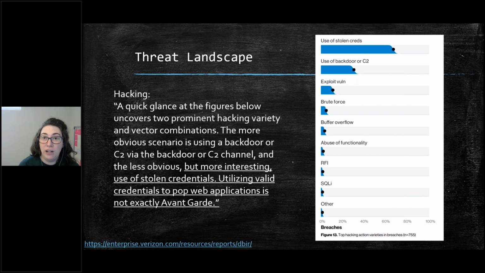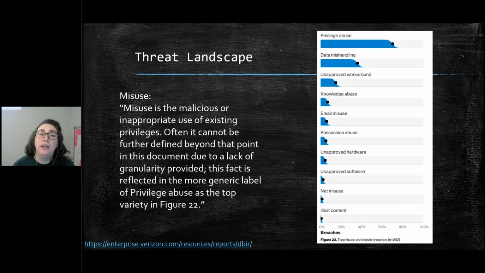So very important. Misuse is a big one. That's the malicious or inappropriate use of existing privileges. Again, the first one on that is privilege abuse. That is access management right there. There's data mishandling, unapproved workarounds. I am, unfortunately, it's a fortunate, unfortunate kind of thing, the queen of unapproved workarounds. They always call me in and say, hey, we have a way to do this.